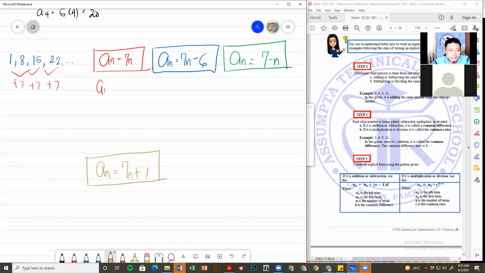We can do that by substituting the first 4 terms, 1, 2, 3, and 4, in our n. So let's try. 7 times 1, that's 7. Oh no, the first term already does not work. And if that's the case, it's wrong. Okay?